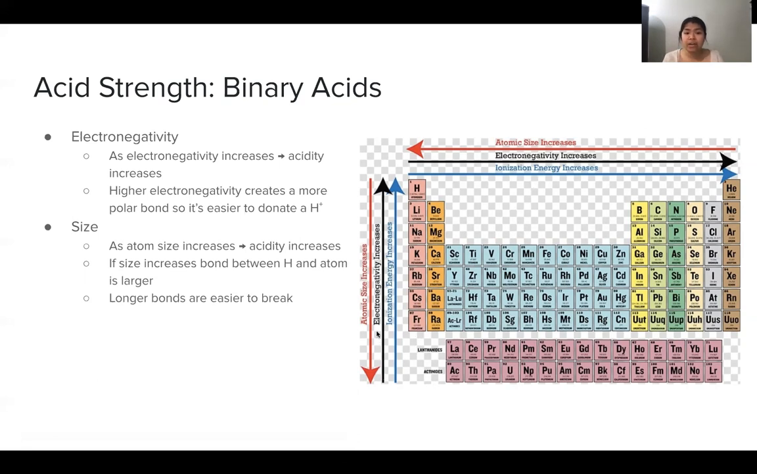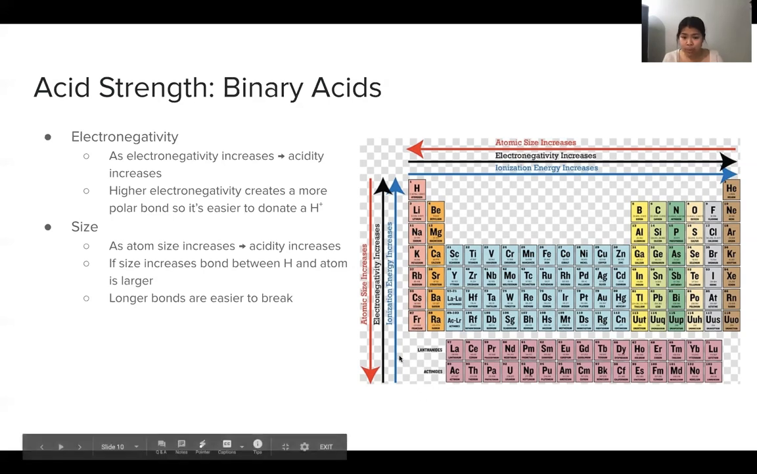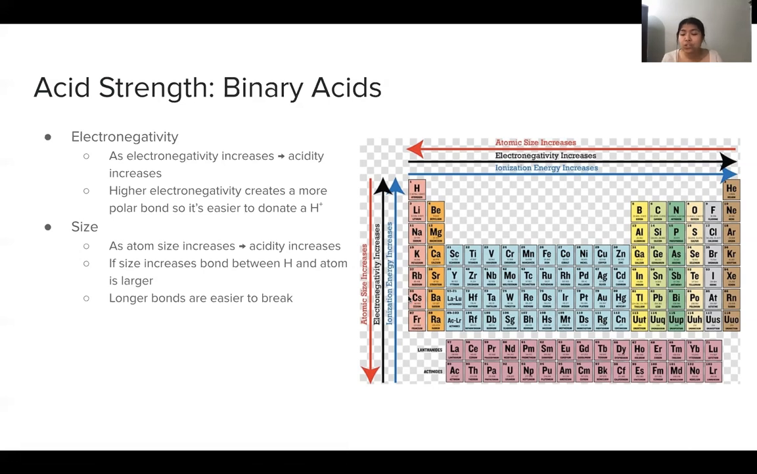Well, the higher the electronegativity is, it creates more of a polar bond, so it's easier for that molecule to donate the proton it's attached to. If you remember, what does electronegativity mean again? For example, if you have H and Cl, Cl, if you look at your trend, is an electronegative molecule. An electronegative molecule means it wants the electrons. It's hungry for the electrons, right?